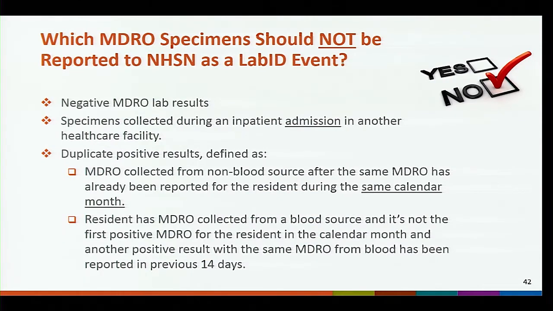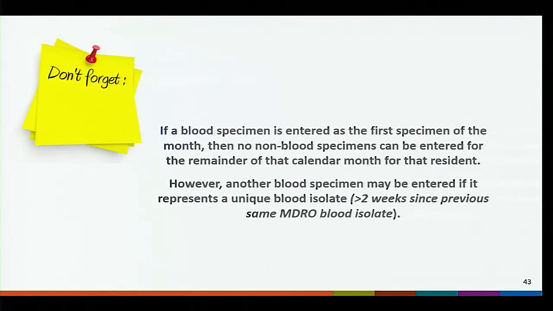Specimens that should not be reported to NHSN as LabID events, of course, are your negative MDROs. Specimens collected during an inpatient admission in another healthcare facility, so those are the same as for C. difficile. And then you don't report any duplicate positive specimens, which we just talked about. If a blood specimen is entered as your first positive specimen for that resident for that month, then you're off the hook. You do not have to report any more like organisms for that resident for that month, unless it's another positive blood that occurs after the 14-day mark.